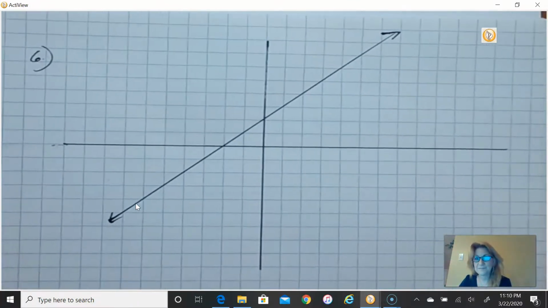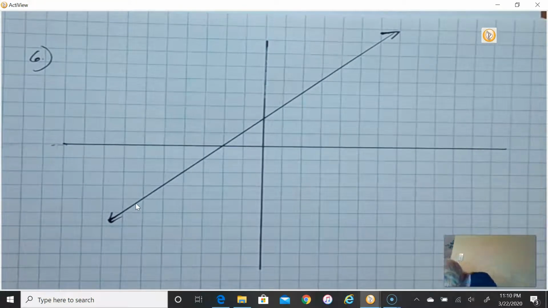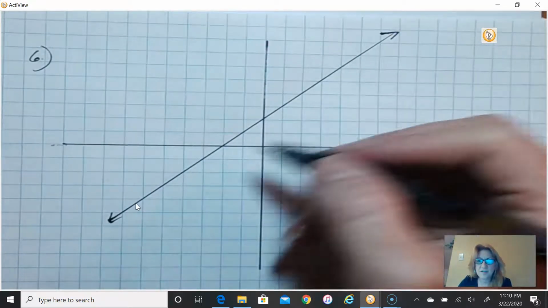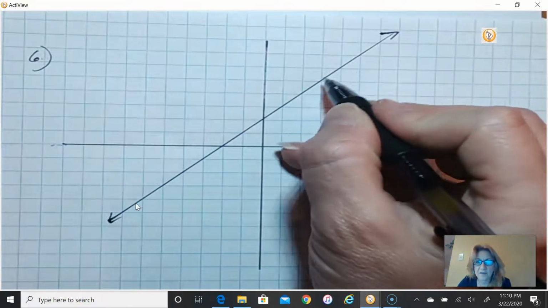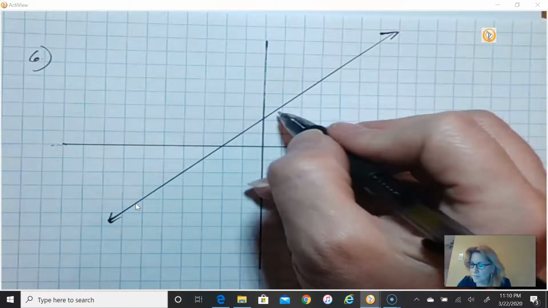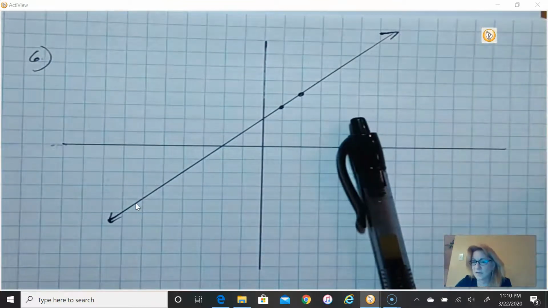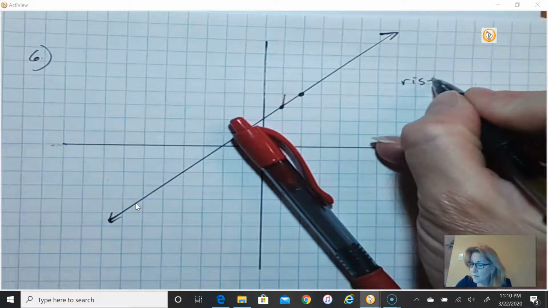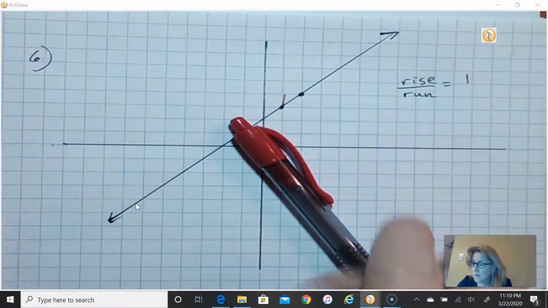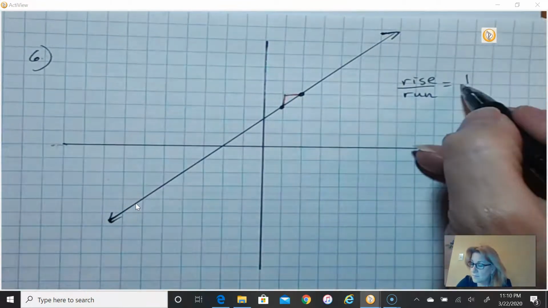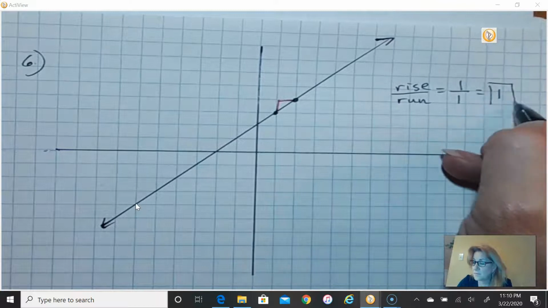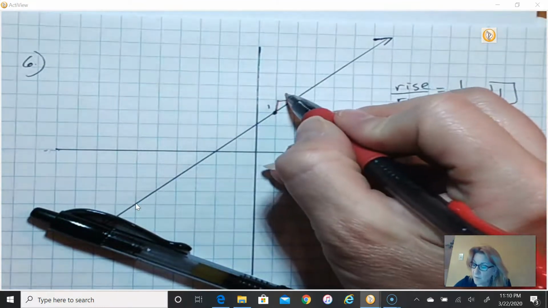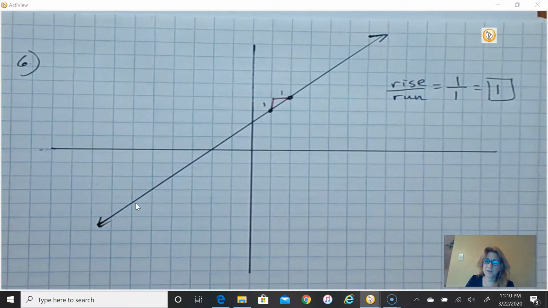All right, 6. Oh, this is an easy one. Okay, look. This is like the one we just did. You can choose anywhere. If you notice, the line crosses all of the intersections. So if it crosses all of them, just choose 2 random spots. Up 1. Rise over run. And then over 1. So then your slope is 1. Up 1, positive, and over, positive. Pause if you need to.